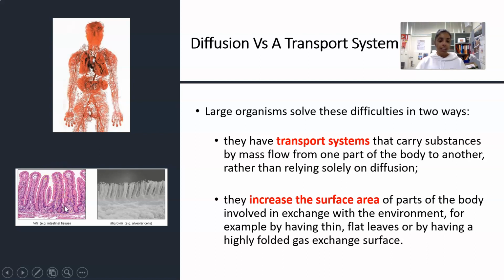What they do is they present a much larger surface area for a tiny little volume in the middle. So you can see here that every single finger-like projection has got lots of cells on the outside, but a tiny volume in the middle. And that means that diffusion can happen through those cells to that volume in the middle much faster.